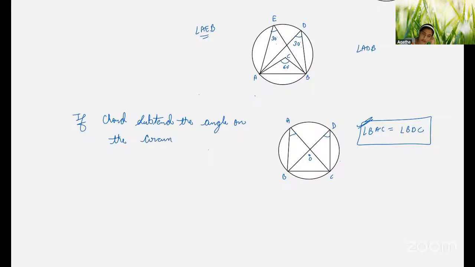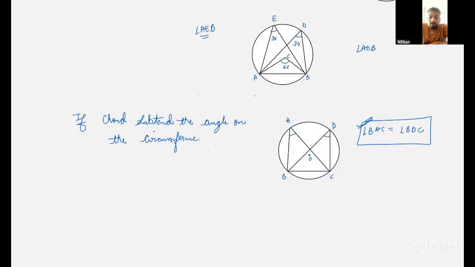Sir, but when will all of this circle theorem actually become helpful? I mean, what are the applications? You will get applications when you do architecture and all, I believe.